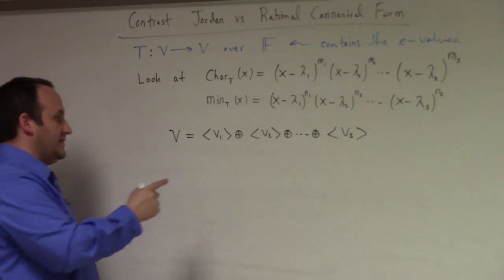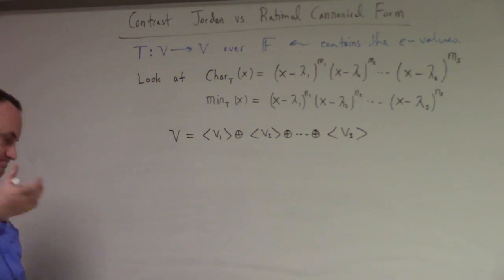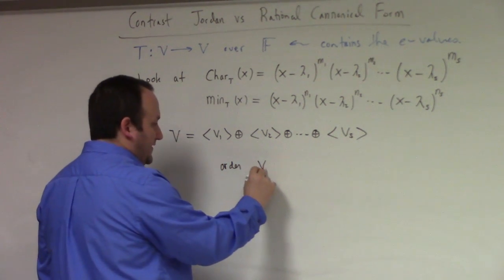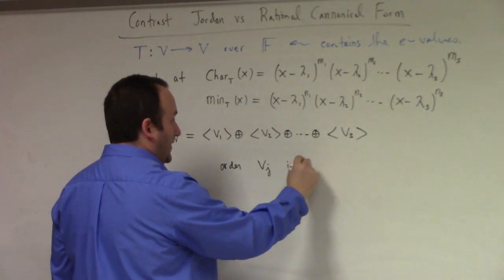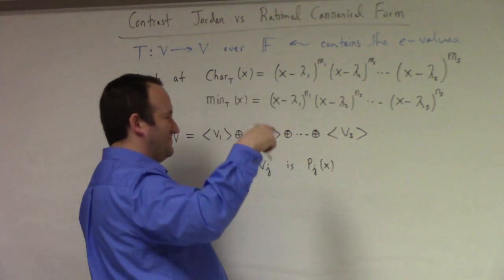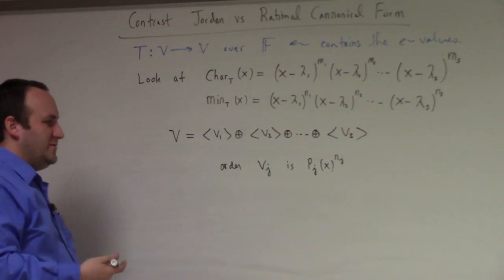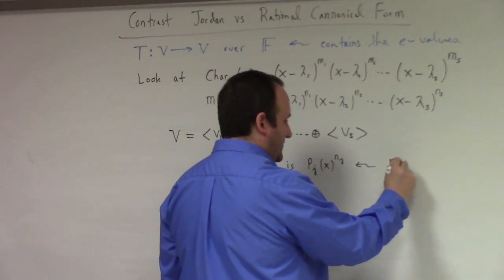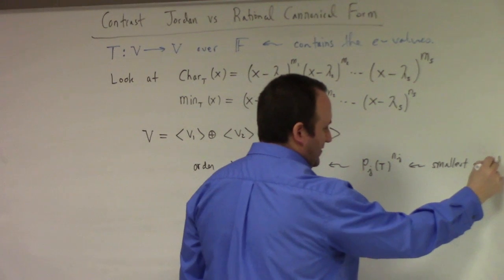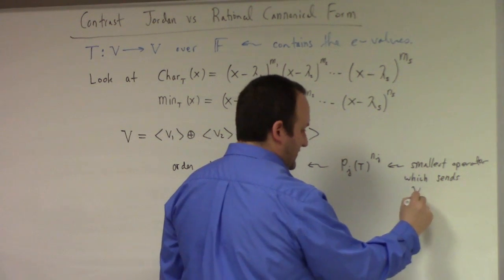And what did we say? What's the connection between these vectors v1 through vs and the minimal polynomial? What was the connection for the rational canonical form? The connection was that the order of vj was exactly pj of x to the, in my current notation, nj. This is basically pj of T to the nj, the smallest operator which sends vj to zero.